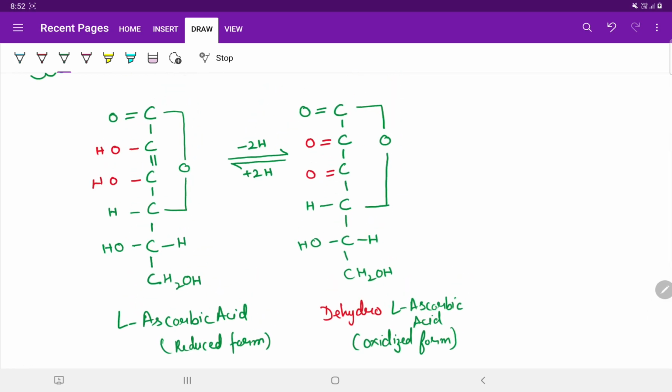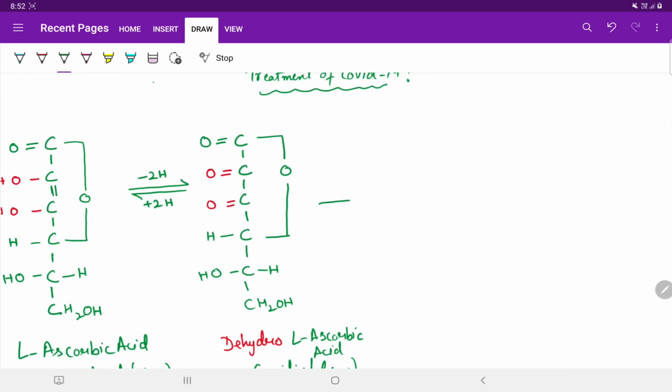And it also undergoes hydration reaction, but it is an irreversible reaction. The hydration reaction is an irreversible reaction that leads to an inactive form of ascorbic acid known as diketo L-gulonic acid.